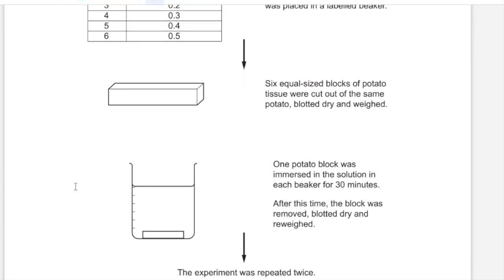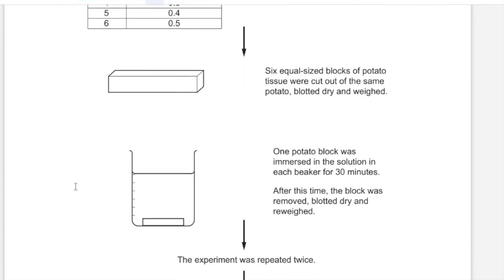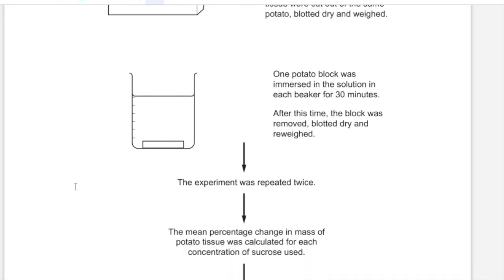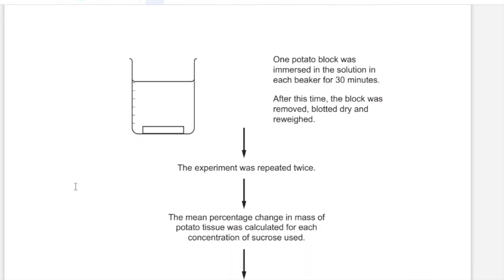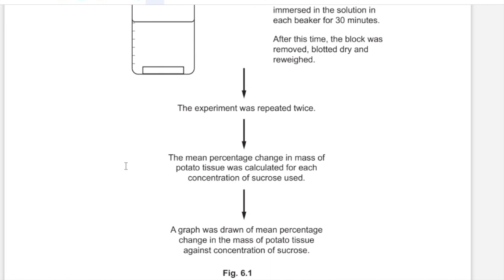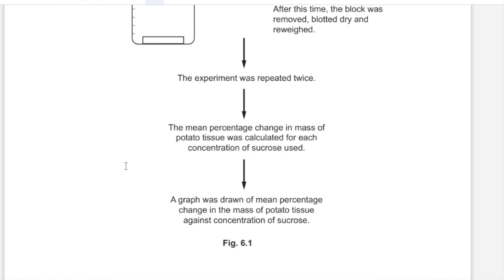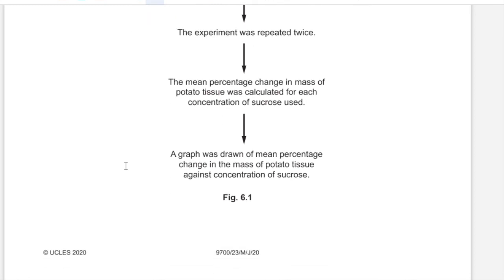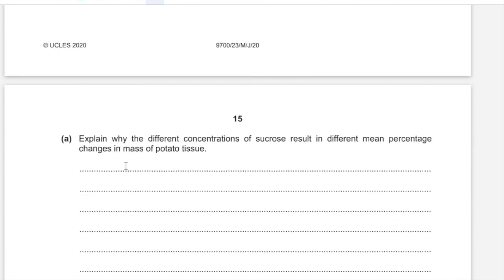6 equal-sized blocks of potato tissue were cut out of the same potato, blotted dry, and weighed. One potato block was immersed in the solution in each beaker for 30 minutes, so each different concentration solution had a piece of potato tissue. After this time, the block was removed, blotted dry, and reweighed. The experiment was repeated twice. The mean percentage change in mass of potato tissue was calculated for each concentration of sucrose. A graph was drawn of mean percentage change in the mass of potato tissue against concentration of sucrose.